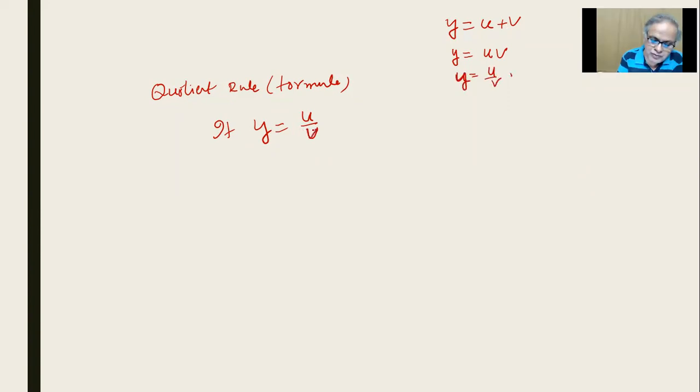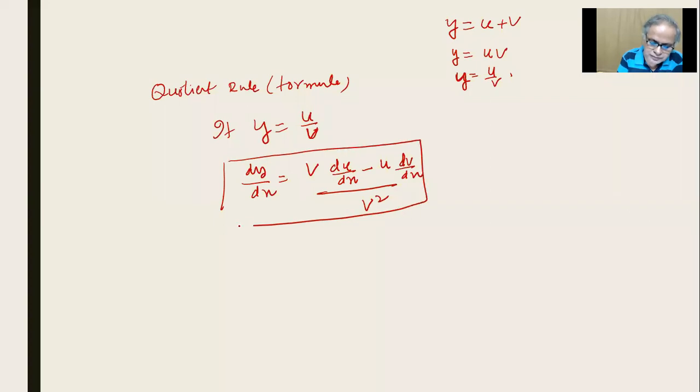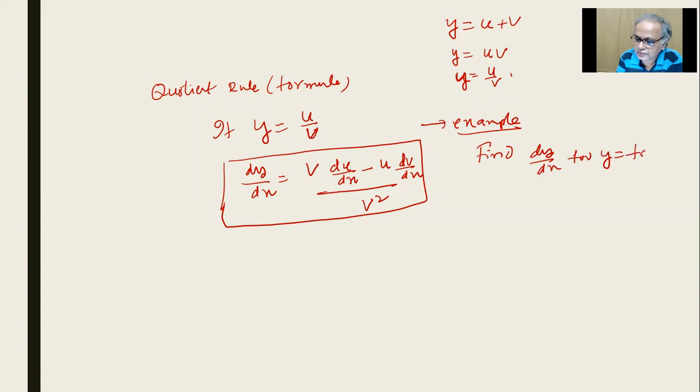So if y equals u by v, dy by dx equals v into du by dx minus u into dv by dx, by whole by v square. This is what you mean by the quotient rule. Immediately, I'll show this with an example. Find dy by dx for y equals tan x.